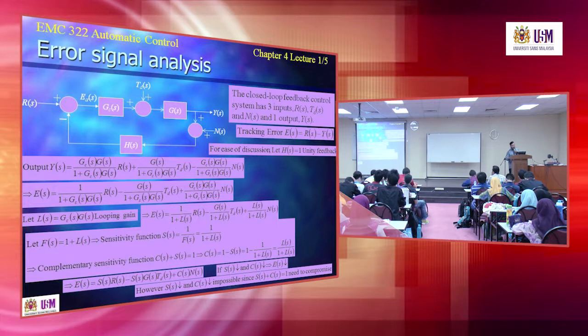Okay. And then another thing, we can write the equation L(S) plus 1 to become F(S). Okay? And then if we write 1 over F(S) like this, this term is known as the sensitivity function. Okay? We label it with S, as a function of S, the sensitivity. Okay, so basically, if we replace this with F(S), we will get the sensitivity is equal to 1 over 1 plus the loop gain.